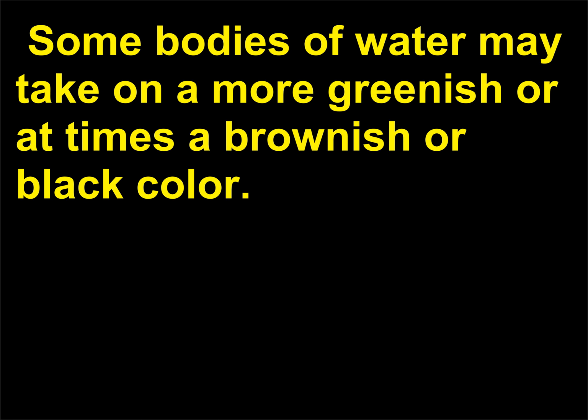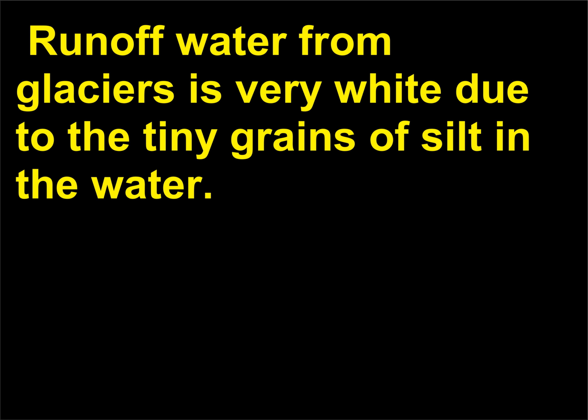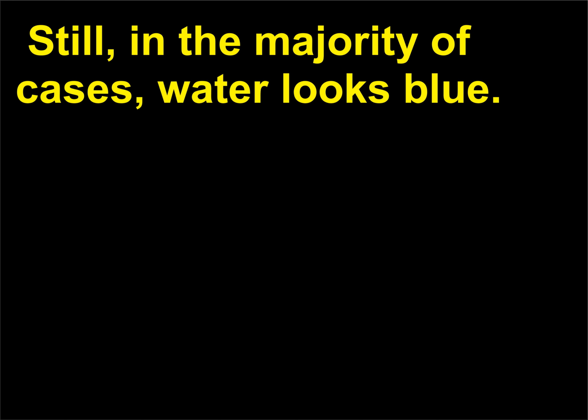Some bodies of water may take on a more greenish or at times a brownish or black color. Usually this is due to other elements in the water such as algae, silt, and sand. Runoff water from glaciers is very white due to the tiny grains of silt in the water. Still, in the majority of cases, water looks blue.